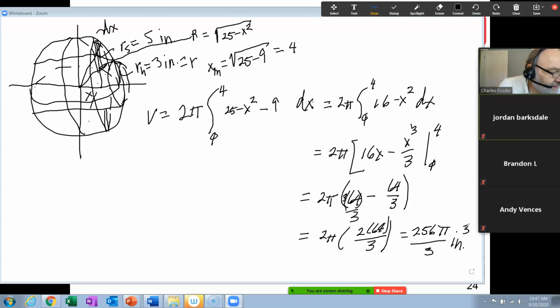Okay. Now, they did it minus 4 to 4 rather than doubling in 0 to 4. You see, we got the same answer with a lot less work. All right. Any questions on that one?